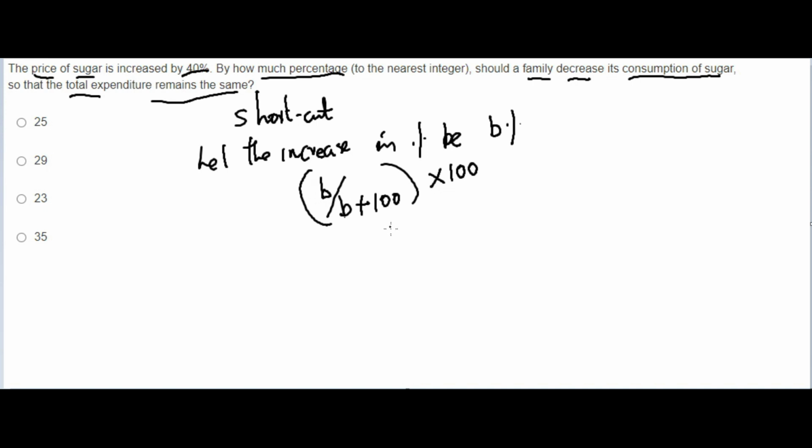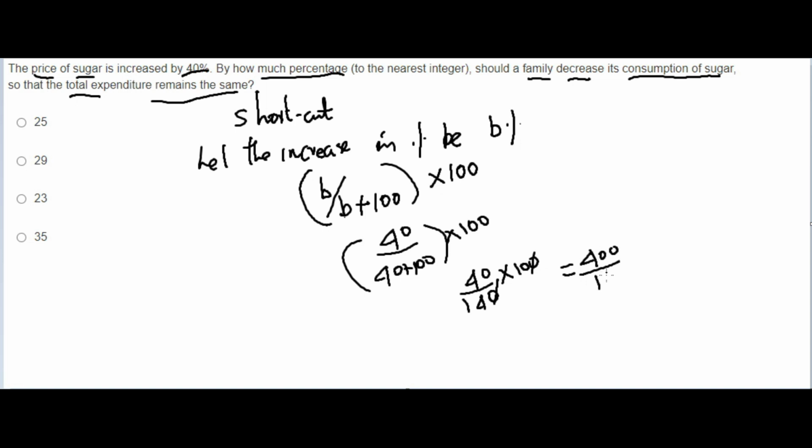So what's the b? It is 40, so 40 divided by 40 plus 100, and totally it will be multiplied by 100%. Is it right? So 40 divided by 140 into 100, you cancel this one, and when you completely cancel everything you will get 400 divided by 14, which is 28.57%, and approximately that is equal to 29. So the answer is 29.